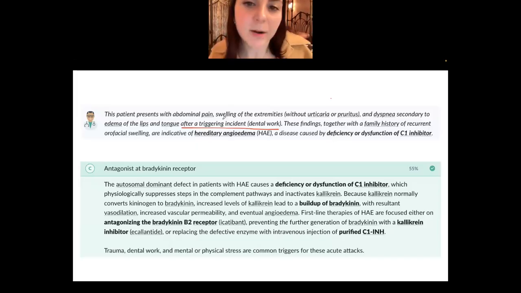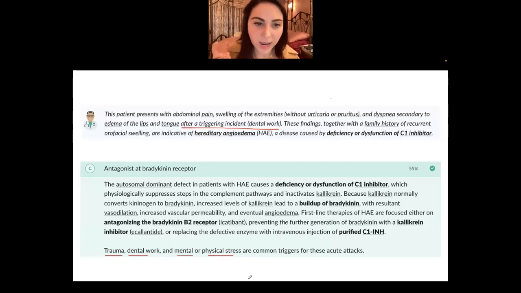So, all right. But while I was reading this, I would still think, dad has it and the uncle has it. This is something genetic rather than just an allergy or anaphylaxis. So down here: trauma, dental work, mental, physical stress. So even physical stress is enough to trigger an HAE attack.